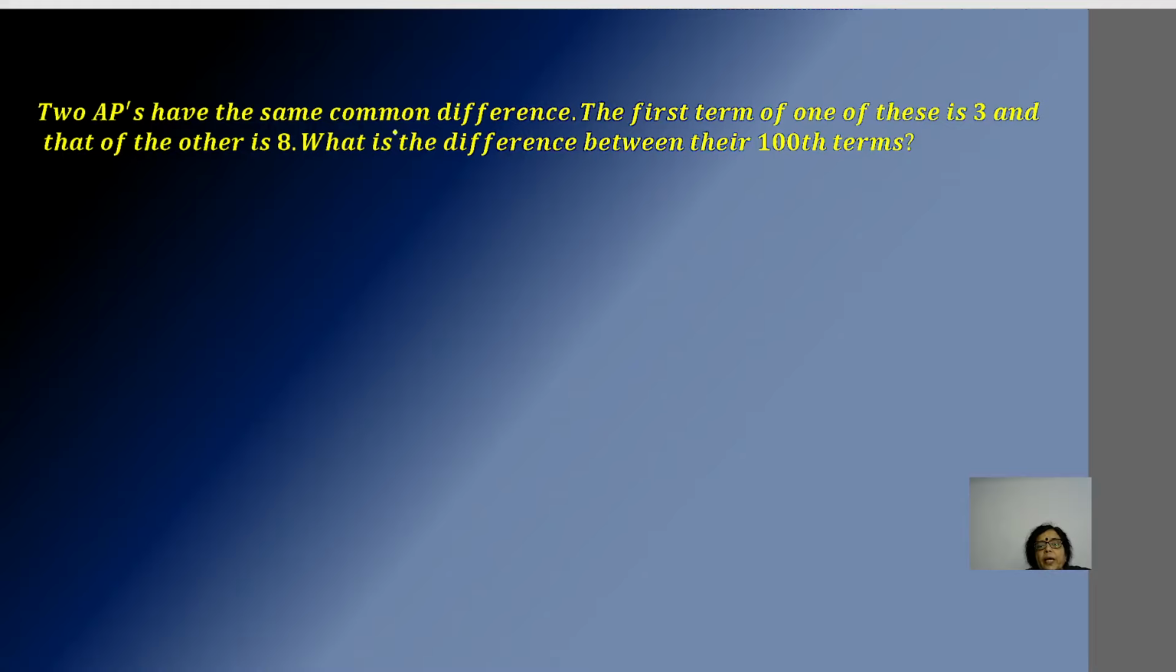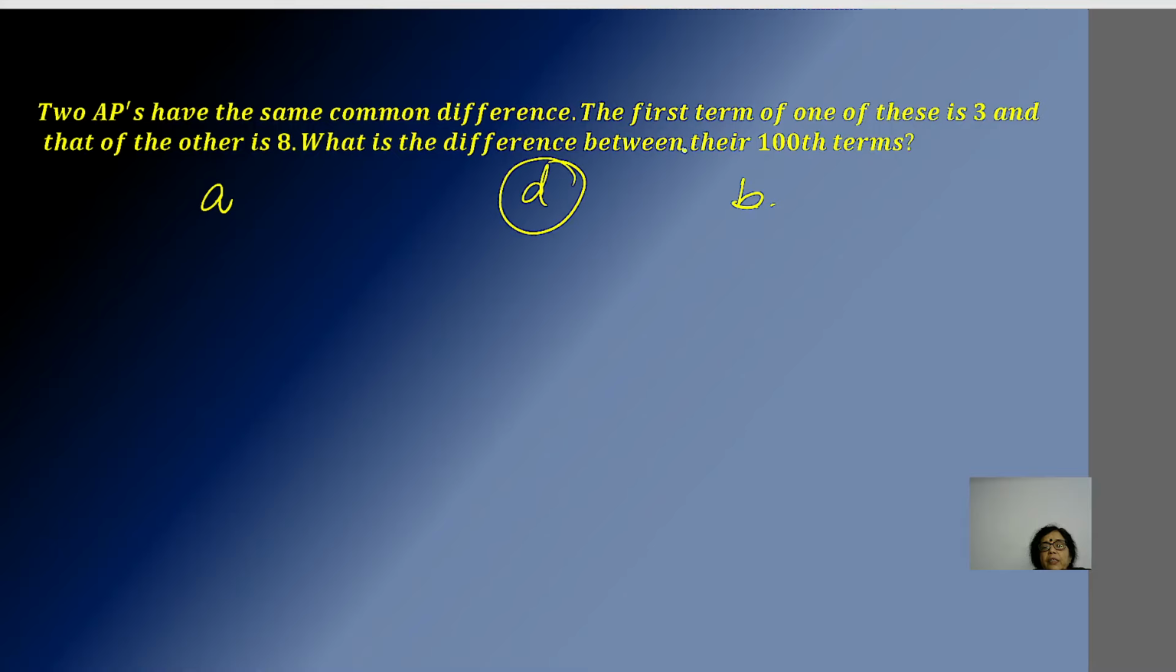Next one is two APs have the same common difference. The first term of one of these is 3 and that of the other is 8. What is the difference between the hundredth terms? Now we have given here two different APs. So let us take the first term of the first AP as A, and just to keep a difference, we'll take the first term of the second AP as B. This is the first AP and this is the second AP. Now the common difference is D for both of them.